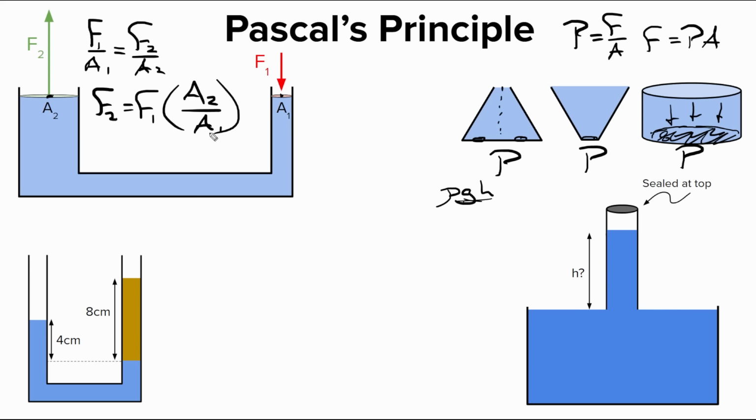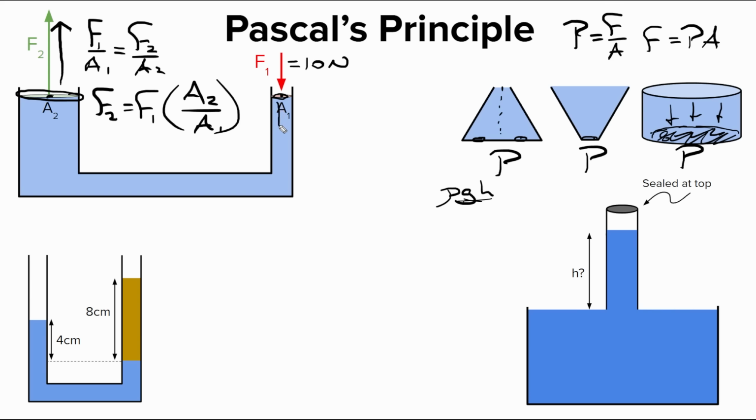Well, that means if I make A2 really big, the area over here really big, and the area right here really small, I could exert a really small force F1, maybe 10 newtons. But if A2 is 1,000 times bigger than A1, I'll get like 10,000 newtons over here. This is how you make a hydraulic lift. You could lift really heavy objects.